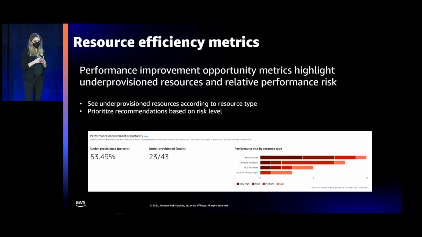Performance improvement opportunity supports two main use cases. Number one, engineering owner can see which resource type has the largest number of under-provisioned resources to help prioritize evaluation. And the second is engineering owner can see which resource across an entire account has the highest performance risk and prioritize our evaluation of that particular resource. So again, helps to reduce the cognitive load and the bandwidth required to identify where the top performance improvement opportunities are.